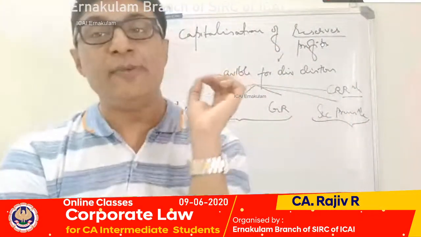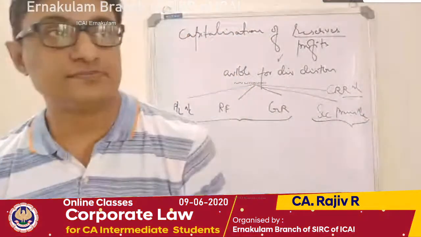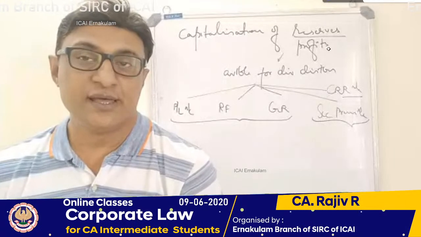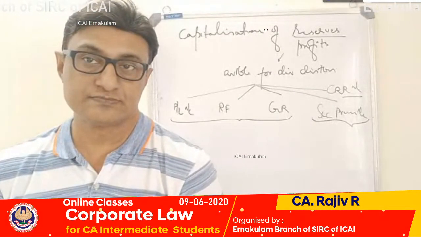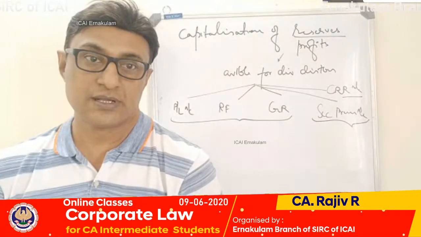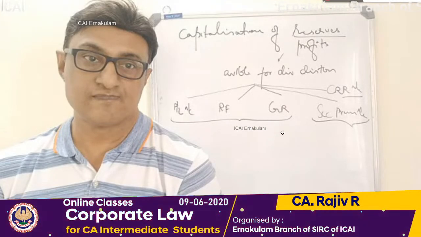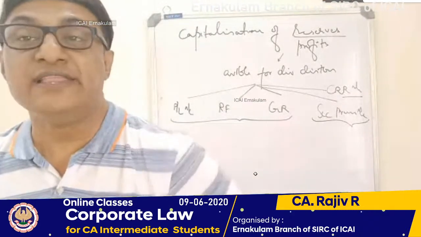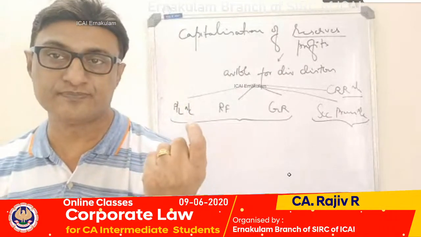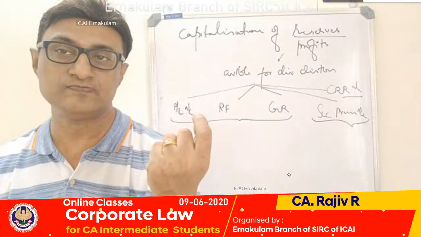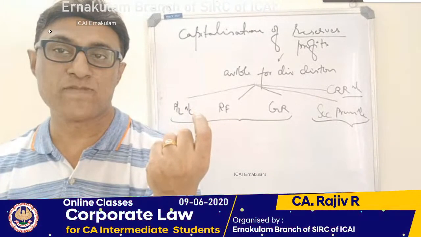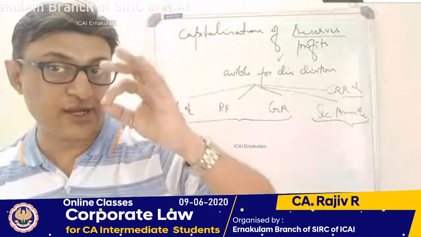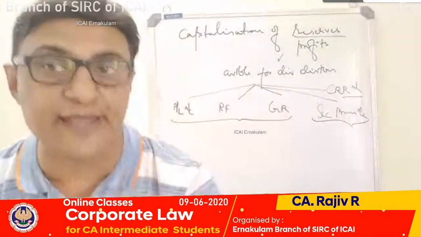1. It shall be authorized by the articles of the company. In the same breath, what should be the second one? One is it shall be authorized by the articles of the company. What should be the second condition going by the same tune? Continue with the same tune. What should be the second?